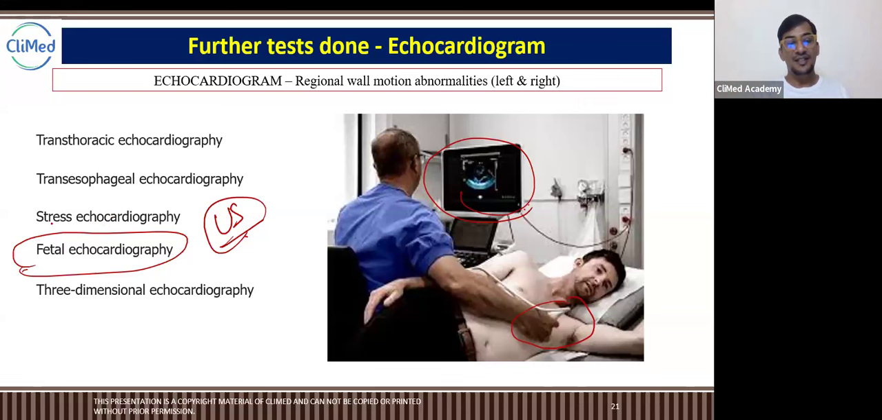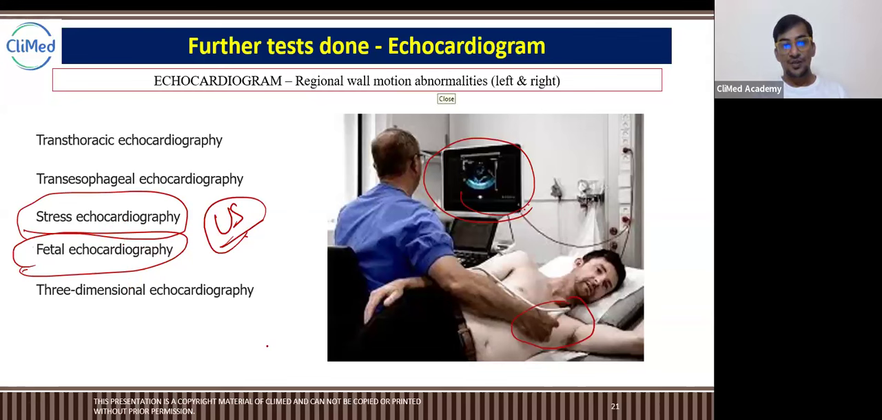Then the second thing is stress echocardiography. Stress echocardiography is a similar echo, but done when the person is given dobutamine. Okay, the person is given dobutamine, so we check the heart functions in stress, or during the exercise. Okay, during the exercise, understand, during the exercise.